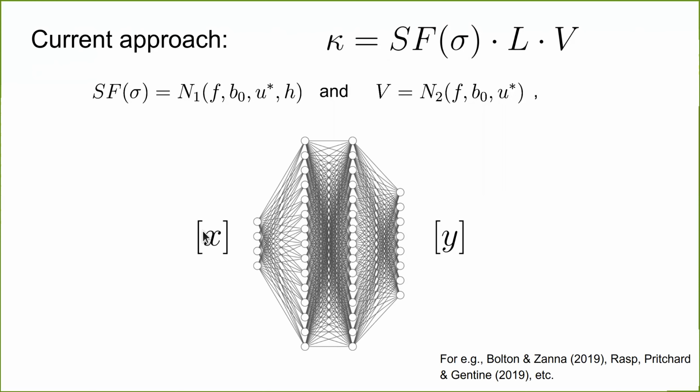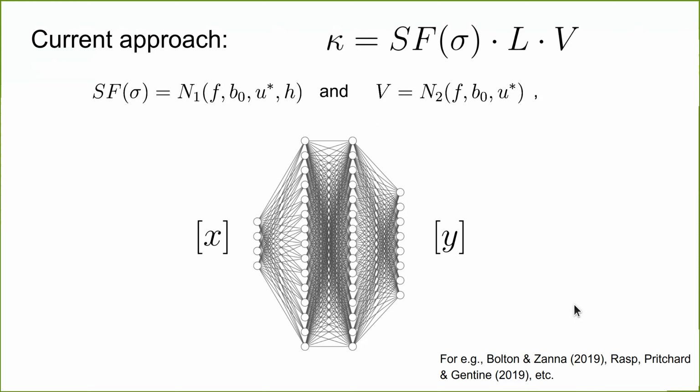A neural network is trained to find a relationship between an input vector X and an output vector Y. The figure over here shows a network which has two hidden layers, and that's what we are using for N1 and N2. We are using the PyTorch library in Python to train this network. Neural networks show utility and have demonstrated their strengths in physical sciences. The viewers are encouraged to check the work of Bolton and Zanna, as well as Rasp, Pritchard, and Gentine, among various other articles.